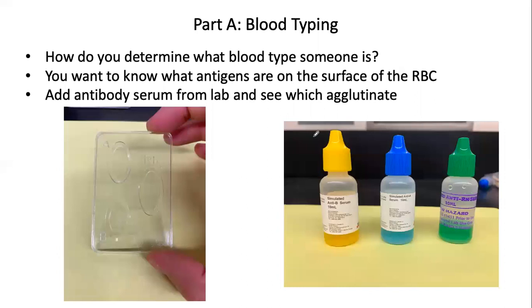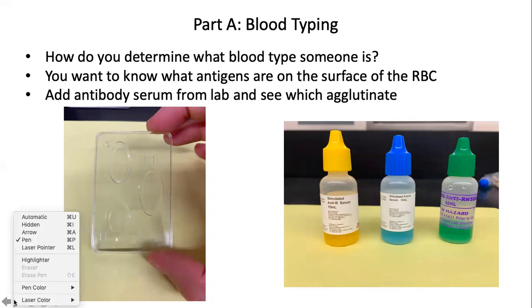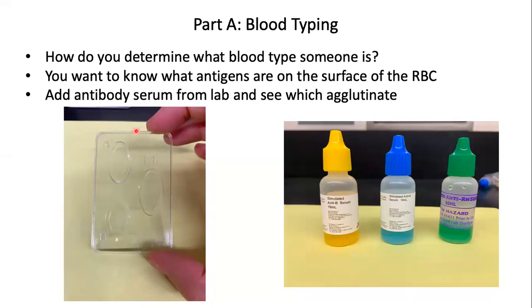Good. All right, so blood typing. How do you determine what blood type someone is? I think I talked about this in lecture, but I just wanted to reiterate it. You want to know what antigens are on the surface of that person's red blood cells. And so you're going to put the blood into 3 wells. So here's well labeled A. Here's a well labeled B. I know it's kind of hard to see. Here's the well labeled RH. Okay.